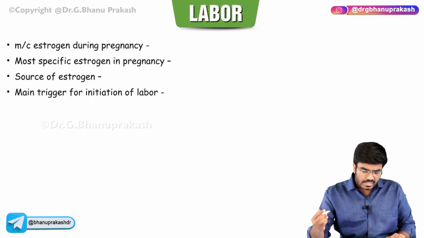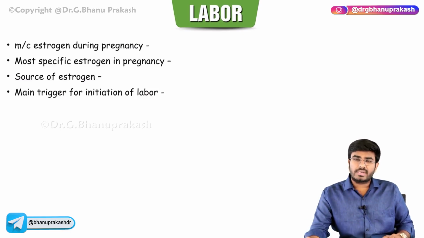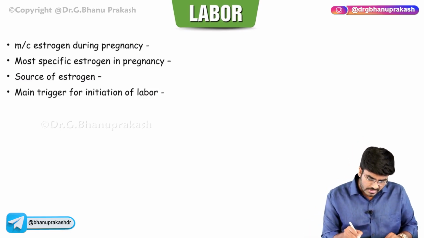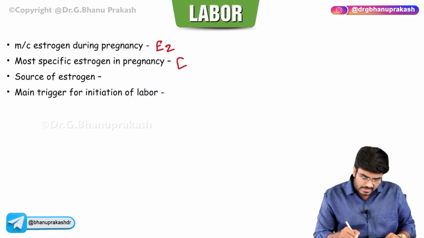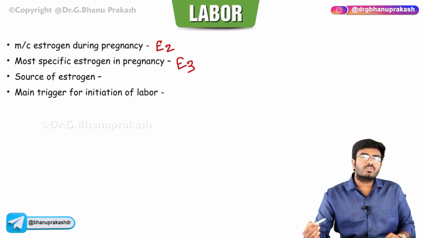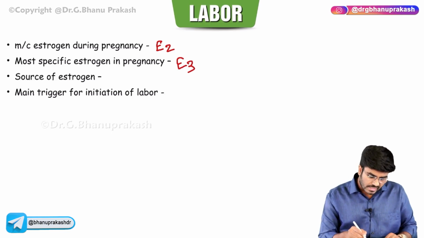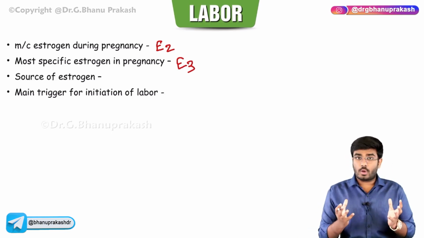Now, after this, let's talk about a few important points. The most common estrogen during pregnancy is estradiol, E2. The most specific estrogen during pregnancy is E3, estriol. And what is the source of estrogens, guys? We have discussed that. See, the placenta cannot make the estrogen by itself alone.